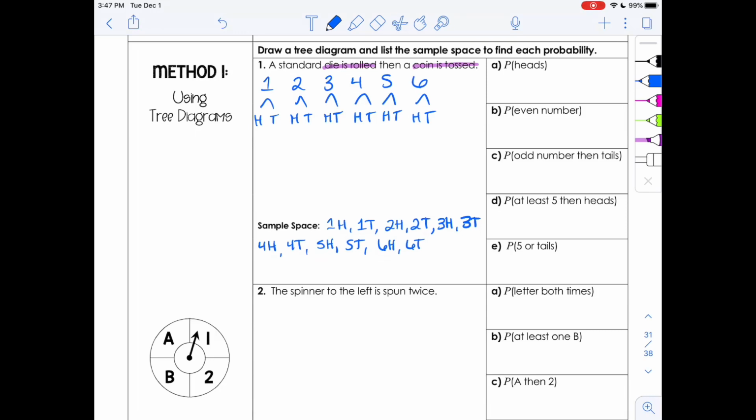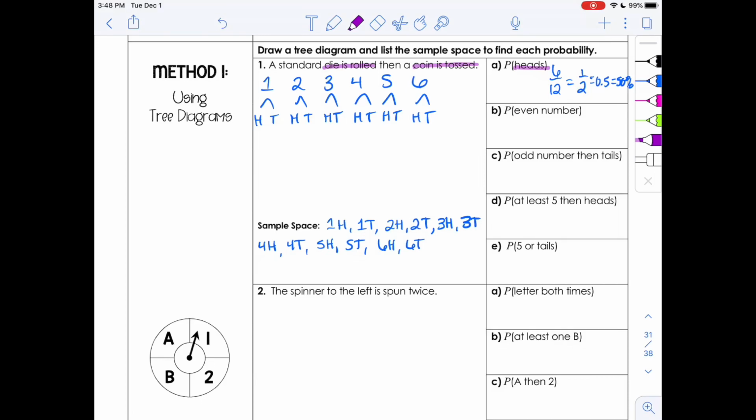So let's look at calculating some specific probabilities. A wants us to calculate the probability that it lands on heads. So taking a look at our sample space and all of the probabilities, I have 1, 2, 3, 4, 5, 6 outcomes that land on heads. So 6 out of my total of 12 outcomes is my probability that it will land on heads, which simplifies to 1/2. And remember, we can write that as a decimal and a percent.